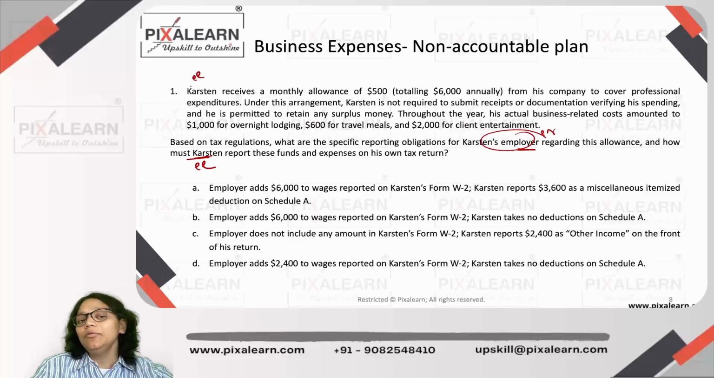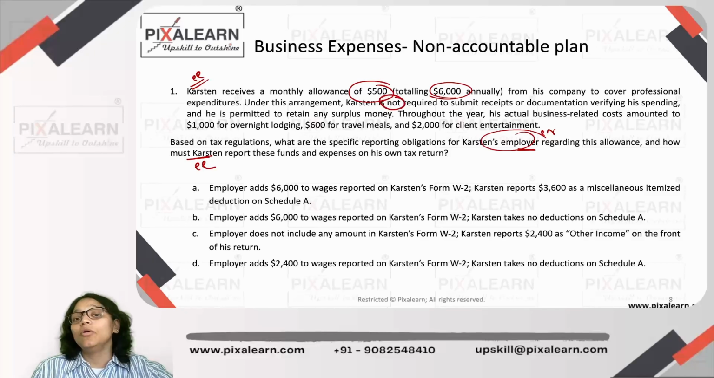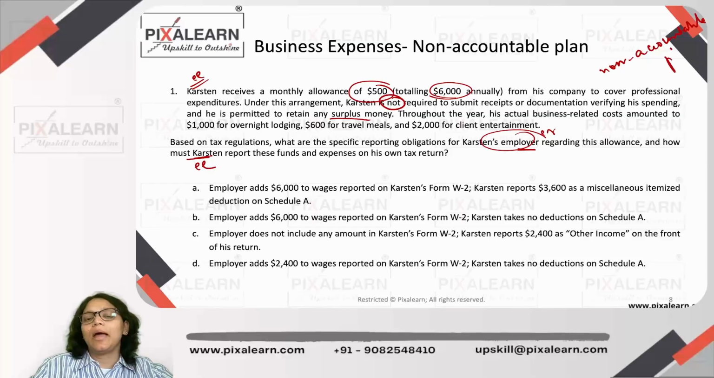The employee receives a monthly allowance of $500, times 12 gives you $6,000, from his company to cover professional expenditures. Under the arrangement, the employee is not required to submit receipts or documentation verifying his spending and is permitted to retain any surplus money. The moment you see this, you know that it's a non-accountable plan. And if it's a non-accountable plan, see, they've given you all of this information. How much was the actual amount that was being spent? But the IRS is not interested.